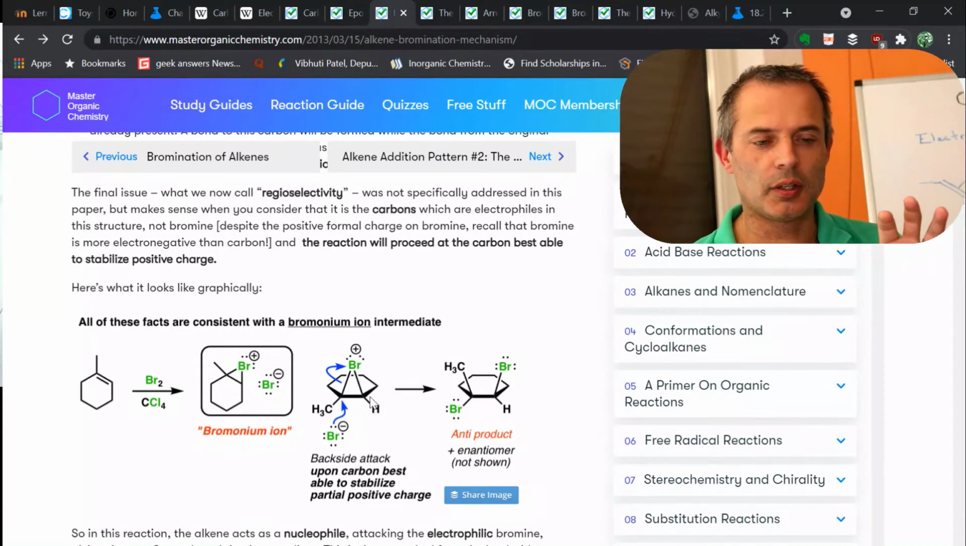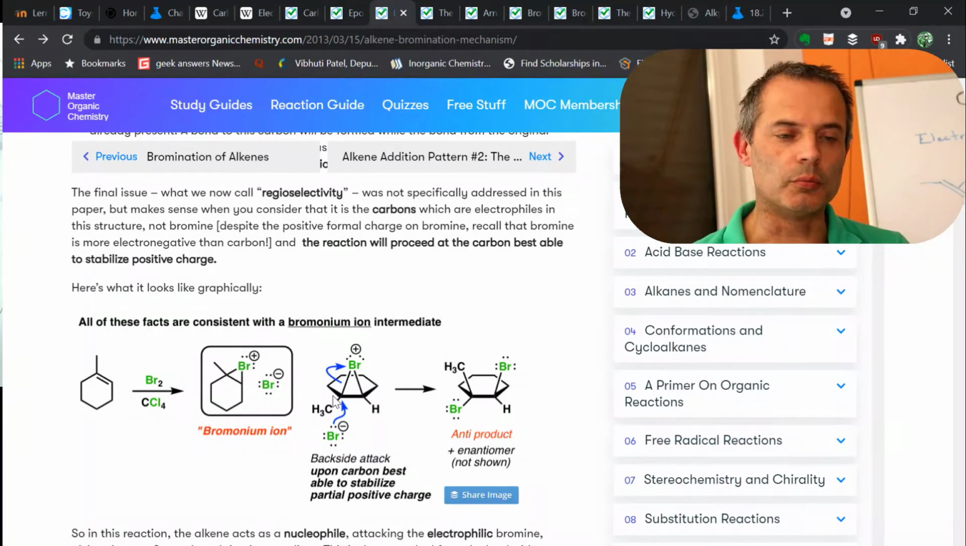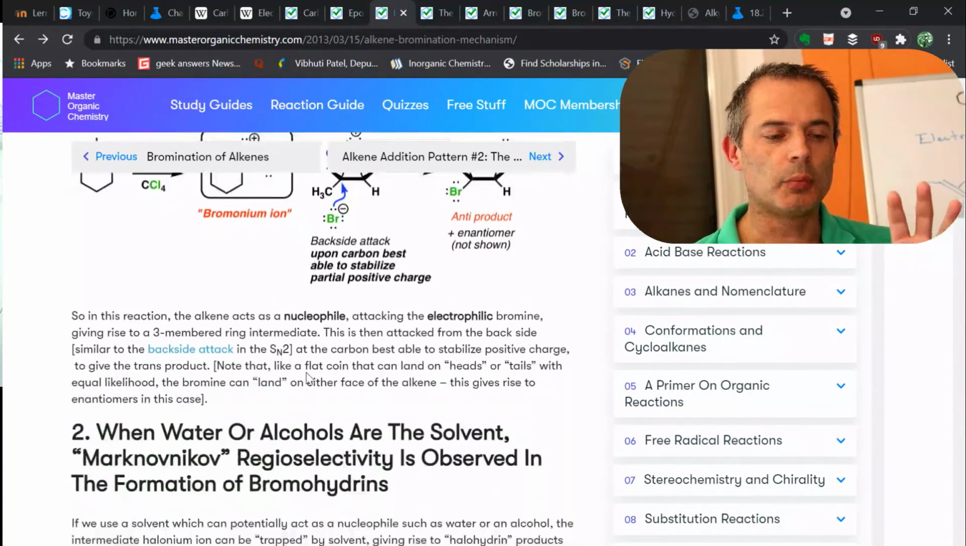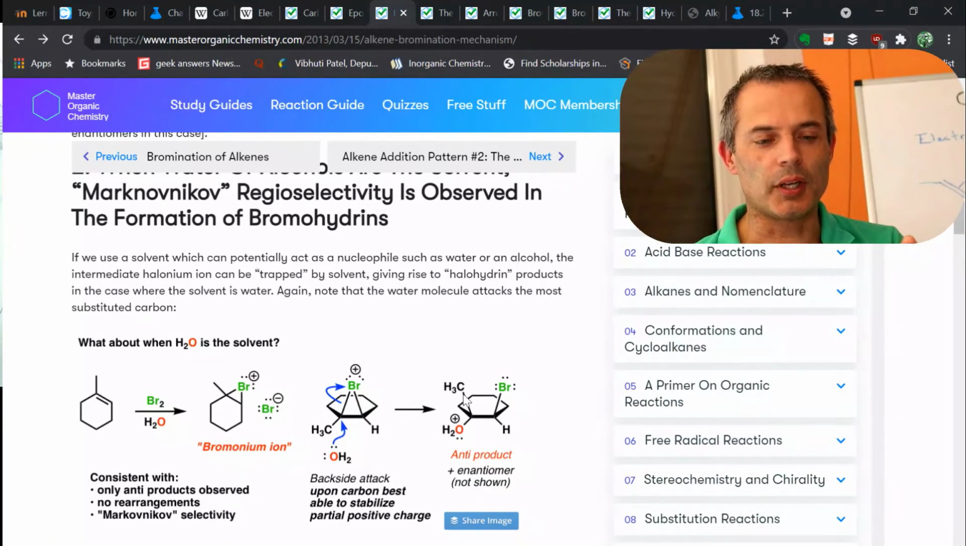So this ion is positively charged, and one of these two carbons will be more positively charged than the other. The positive charge isn't really on the bromine, it's distributed across the three atoms, and one of them may have more than the other. Obviously, if it's symmetrical, that's not the case, but this one would be the one that would be positive if it was a carbocation, and it's the one that gets attacked. We can't tell in this one, but obviously if we do it with water, which is this one, the water attacks the more substituted positive carbon, and we end up with this product.